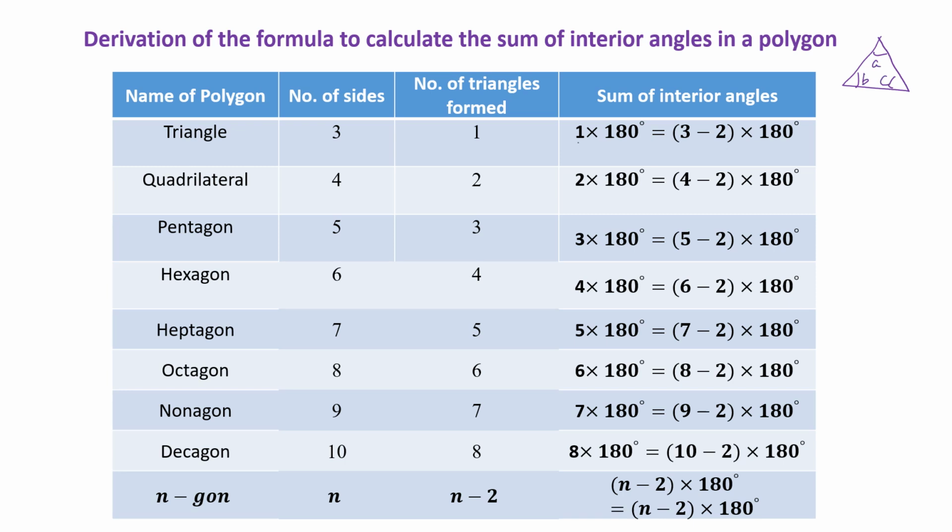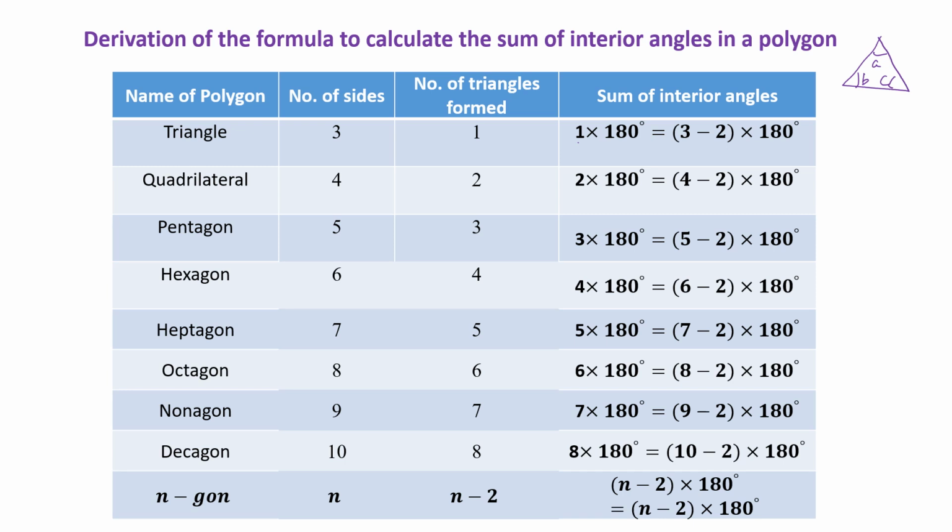That's how I get 1 times 180 here. And 1 is actually the number of sides, 3, minus 2. 3 minus 2 gives you 1 times 180. Right, and let's see whether we can continue with this trend for the quadrilateral and the rest of the polygons.